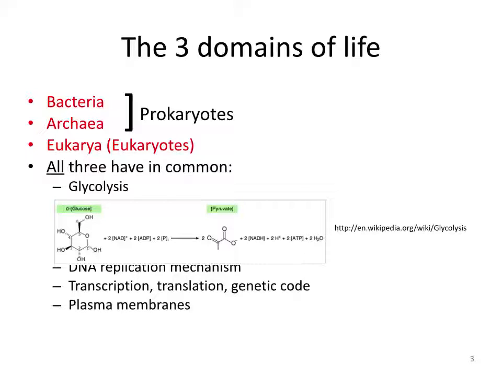They all have plasma membranes made of phospholipid bilayers, and they all have ribosomes for making proteins by translation.